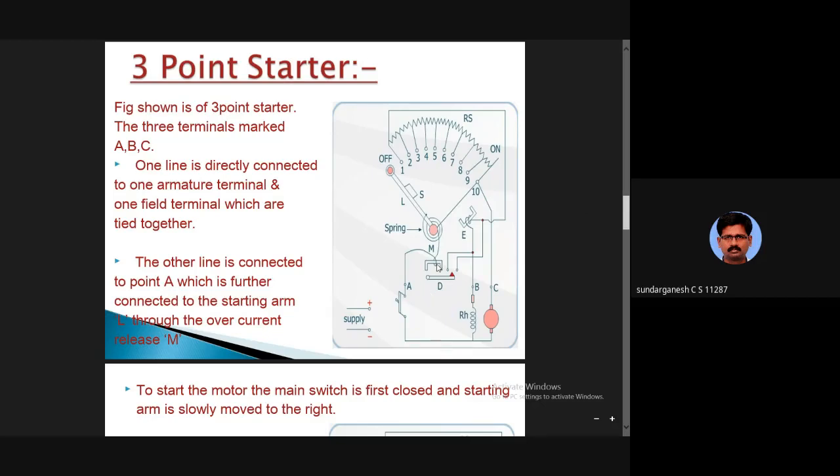There are two protective devices, one is overcurrent and one is low voltage. When low voltage occurs, this will not be an electromagnet, so it will not hold the soft iron piece. The spring will make the handle go to the off position. When there is overcurrent, this becomes energized and it will lift the arm, so it will short circuit the hold-on coil. So this electromagnet will demagnetize, and once again the handle will go to the off position. So there are two protective devices.